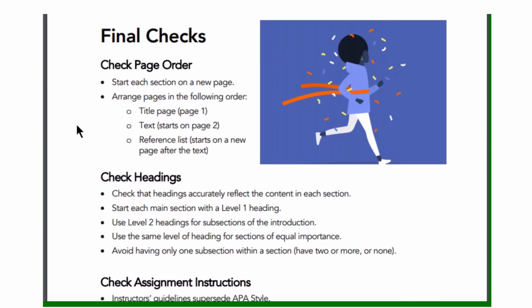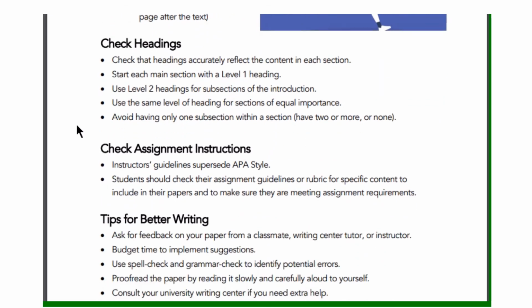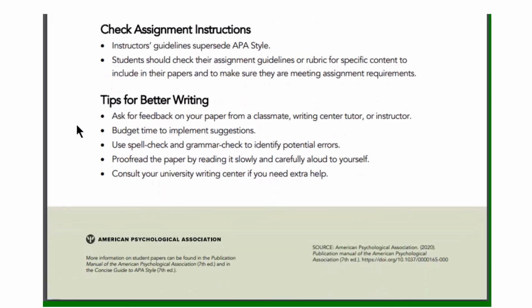And then the final checks for you to do would be check your page order, which is an excellent suggestion. Headings we don't have to worry about. Please check back to our assignment instructions. So it would be your information that I've given you at the beginning of the course about our 5-paragraph essay, as well as the rubric, which will be a great help in helping you sort out what you need to do to get a great mark on your paper. And then lastly, it gives you a few tips for better writing.